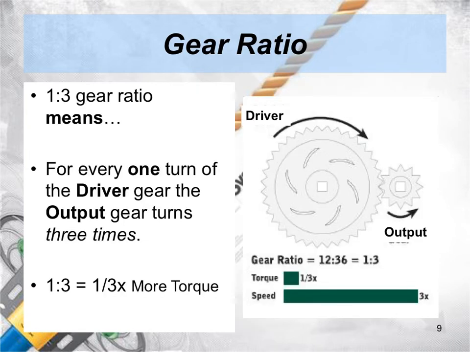Here's another way to look at it. A 1 to 3 ratio means for every 1 turn of this big driver gear, it's going to spin this output gear 3 times. And in your imagination, if you can imagine this big gear turning this little tiny gear, you can imagine seeing this little gear spin really, really fast. And some of you have already done that on your robot. By using those two gears, you were creating a gear ratio that gave your robot some speed.